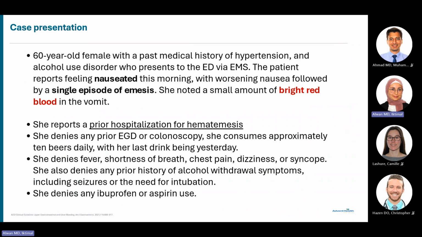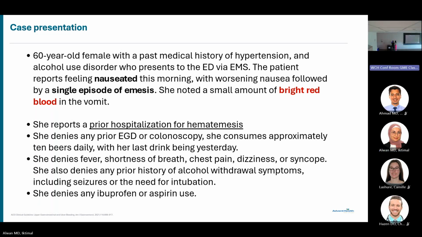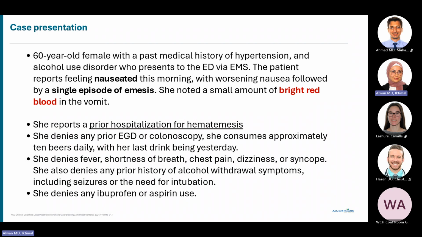I'm going to start with a case presentation, but we are going to talk about it later during the presentation. So we have here a 60-year-old female with a past medical history of hypertension, alcohol use disorder, who presents to the ED via EMS. She was feeling nauseated. She had one episode of vomiting and reported some fresh blood with the vomit. She has a prior history of hematemesis, but no EGD before, no colonoscopy. She's asymptomatic except for vomiting, and she does not use aspirin or ibuprofen.